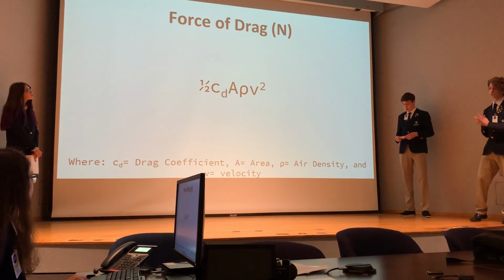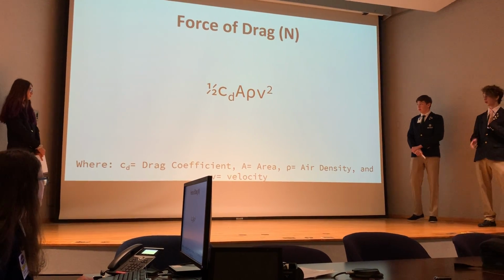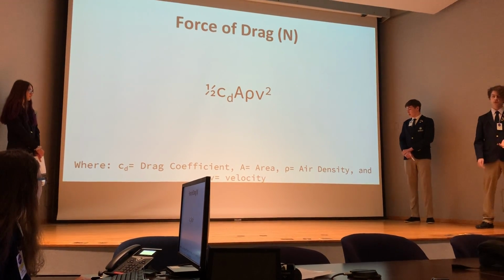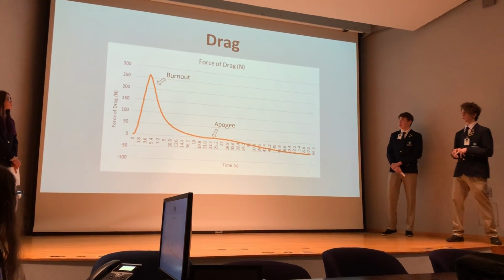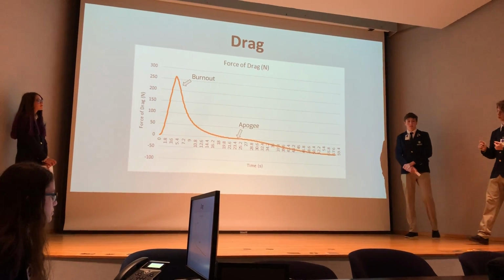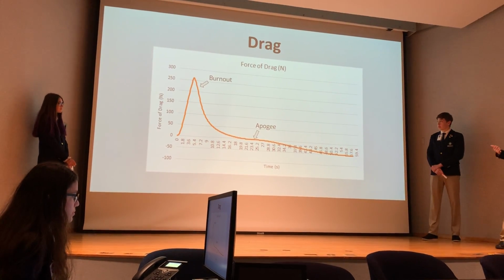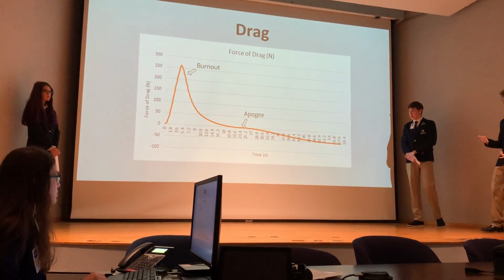This is the equation we used in Excel for the force of drag. It's one half times the drag coefficient times the area times air density times velocity squared. This is a graph of drag over time, and you'll see that as our engine accelerates us, our drag increases because our velocity is increasing, so we're creating more drag.